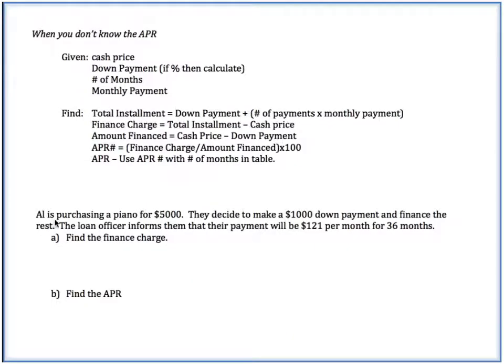Alright, in this example Al is purchasing a piano for $5,000. Now this right here is going to be your cash price. And they decide to make a $1,000 down payment, so there's your down payment, and then finance the rest. So the amount financed, we can just do that real quick, is going to be $5,000 minus $1,000, or $4,000. Now the loan officer informs them their payment is going to be $121 per month for 36 months. So we're asked here to find the finance charge.